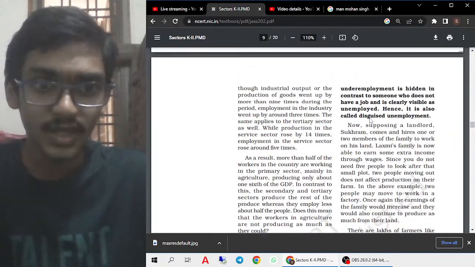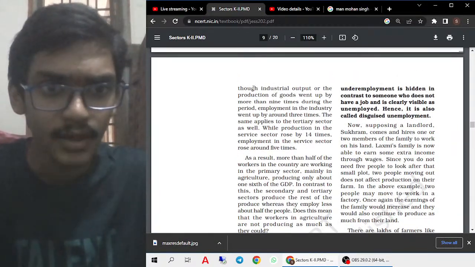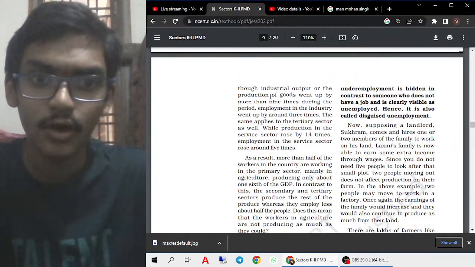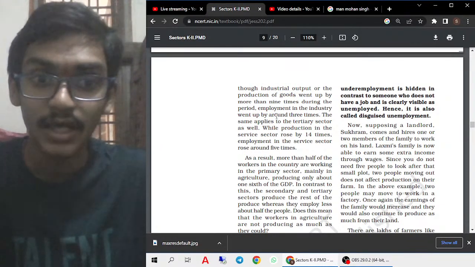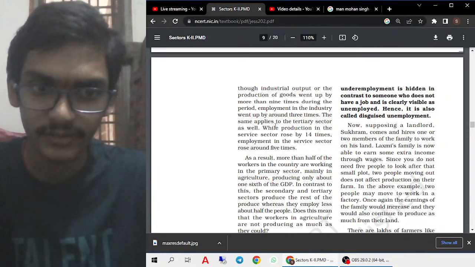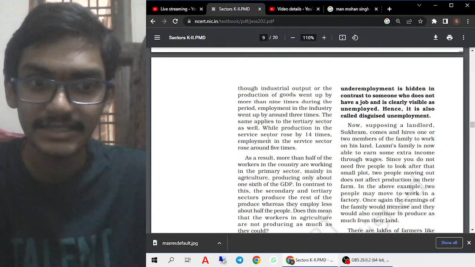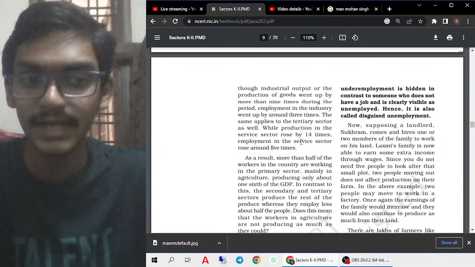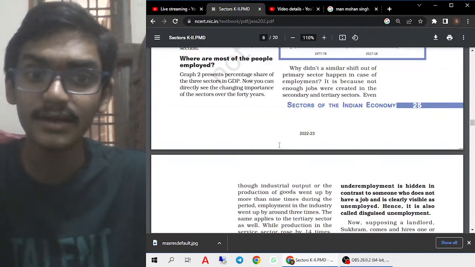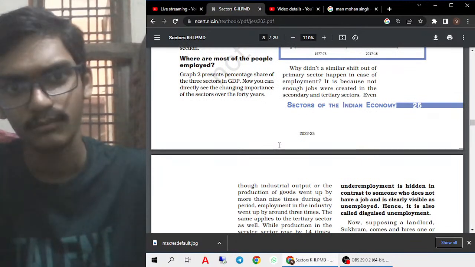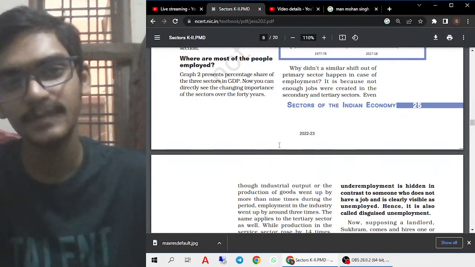Okay. If you see these figures also, the industrial output or the production output went up 9 times during this period, 9 times, and the employment also increased by 3 times only. Whereas if you see the service sector, its production increased by 4 times and the employment increased by 5 times. But in the primary sector, the employment is seen more, but the contribution to the GDP is seen very much less.